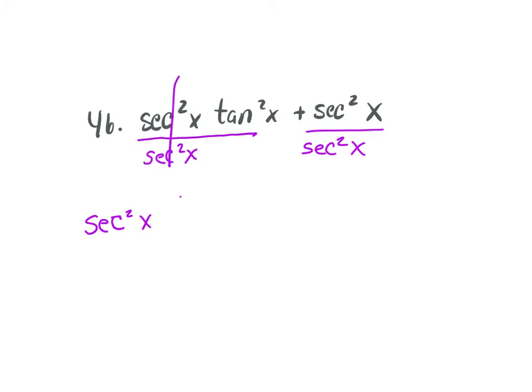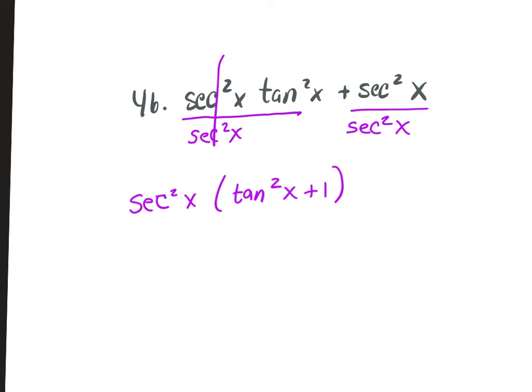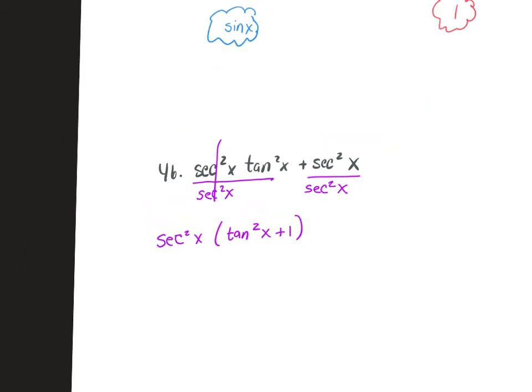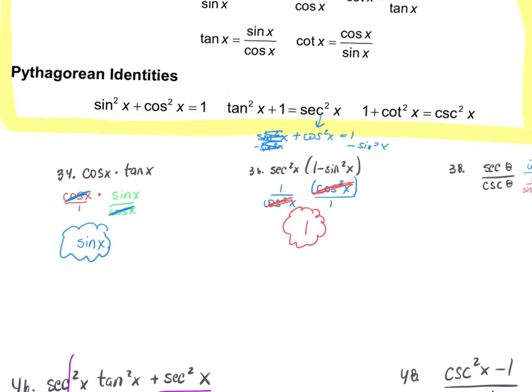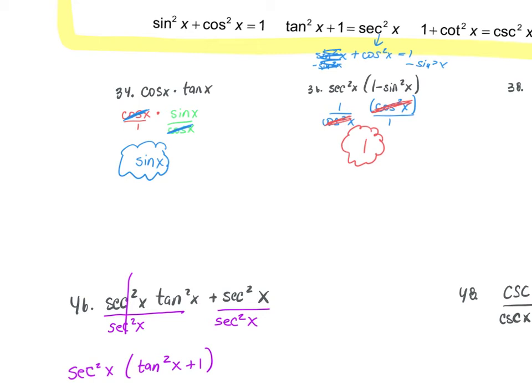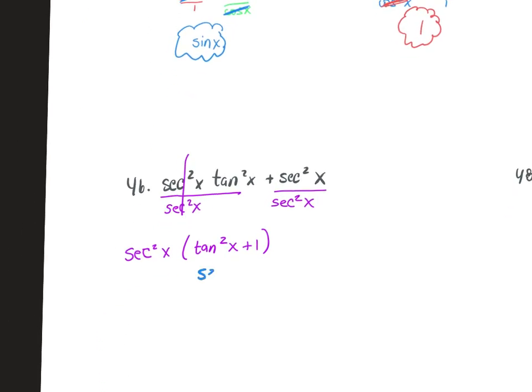What happens now? The secants cancel out, so you're left with tangent squared x plus what? Plus 1. Good. Now, there's a couple things you can do here. I'm going to show you a couple different ways. Where should our eyes go since I have tangent squared x plus 1? Let's look at our Pythagorean identities. What is tangent squared of x plus 1 equal? Secant squared. So can I replace this right here with secant squared of x? Yeah, of course I can.